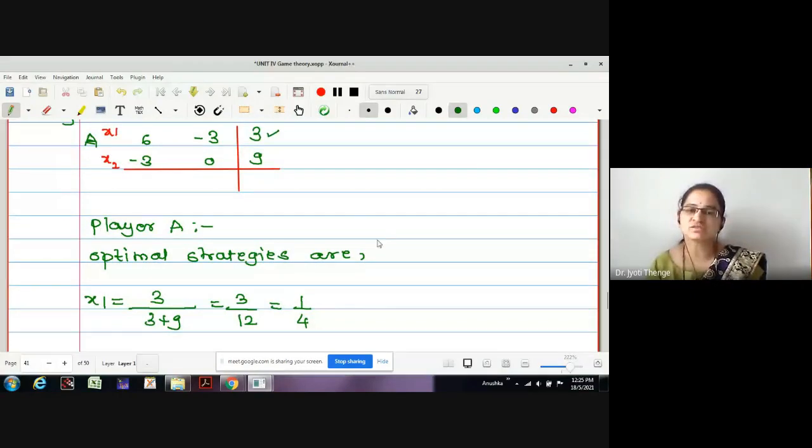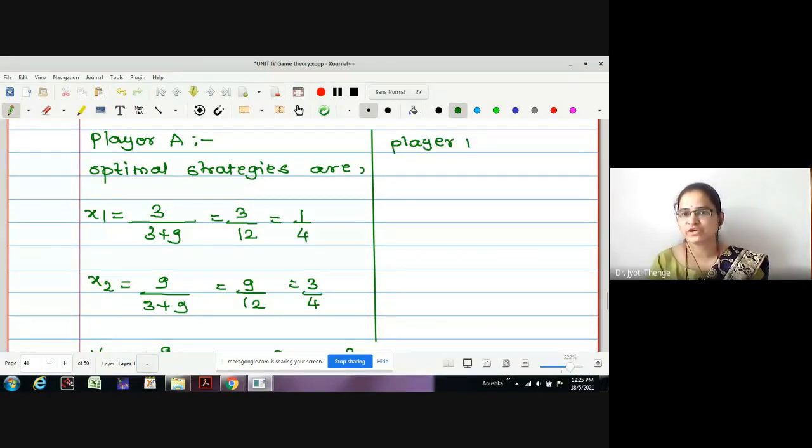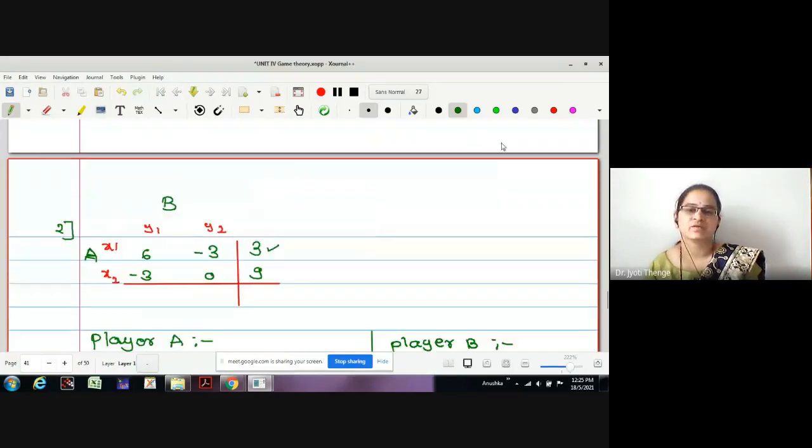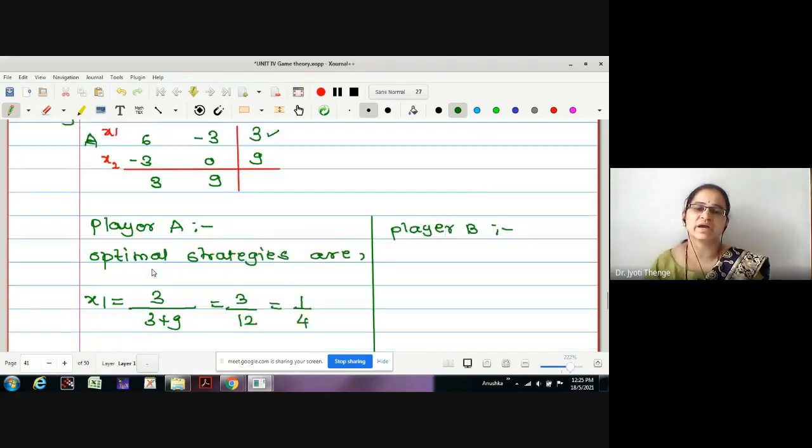Or here one can solve for player A as well. Let us solve for player A also. No need actually, it was asked with respect to player A only. If I wanted to write for player B, we have to go column wise, na? What is the difference of column 1, 6 minus of minus 3? It's 9, let me put it here. Minus 3, minus 0, minus 3, neglecting negative. Means the values are same again.